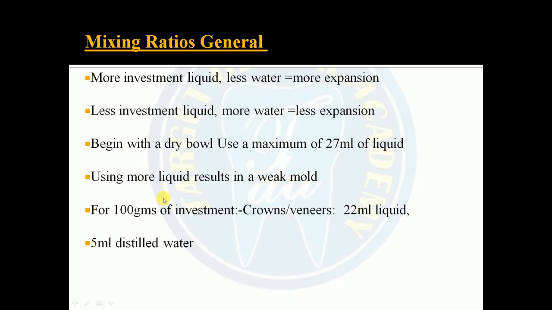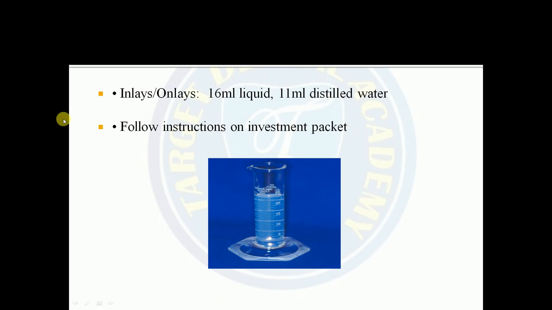Important line. For 100 grams of investment, for crowns or veneers, we can use 22 ml of the liquid and 5 ml of distilled water. For inlays and onlays, 16 ml of liquid and 11 ml of distilled water. Follow the instructions on the investment packet.